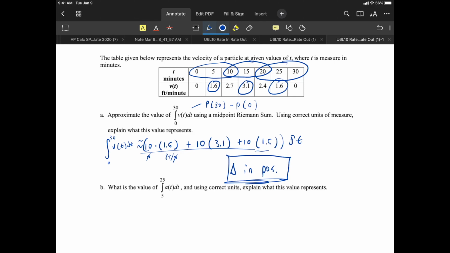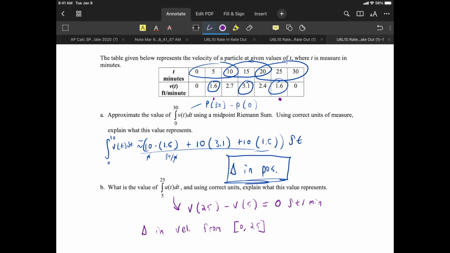Likewise, in the interest of time, I think I'll just hand wave through this one. If we did the same thing for acceleration, well, we don't have a table for acceleration, so we would have to use the fundamental theorem of calculus. This is the velocity at 25 minus the velocity at 5. We could pull those numbers up, 1.6 minus 1.6. We'd have 0, and it would be in feet per minute. And so this is the change in velocity from time 0 to 25.